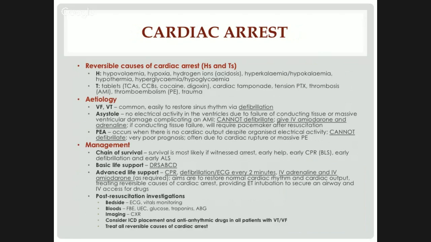So in terms of etiology, VF and VT, I'm sure you guys are all familiar with. We'll talk about it in the arrhythmia section, but these ones you defibrillate because you can cardiovert them easily. Asystole, you can't defibrillate. So for these patients, you just keep giving them CPR, you give them IV amiodarone, and you give them IV adrenaline. How much you need to give and in what sort of pattern is something you'll learn in final year. And PEA, again, you can't defibrillate it, so you have to give them CPR along with IV amiodarone and IV adrenaline until they come around.